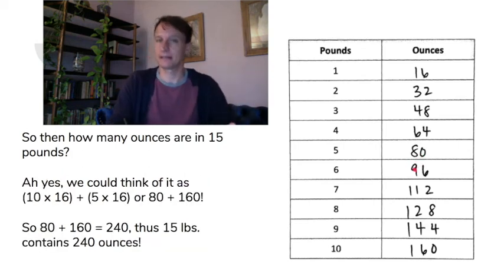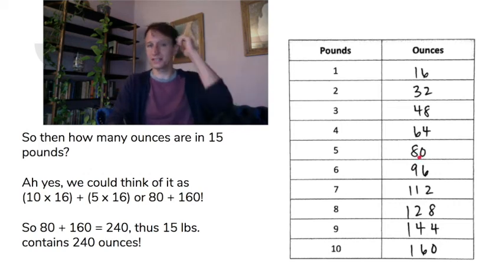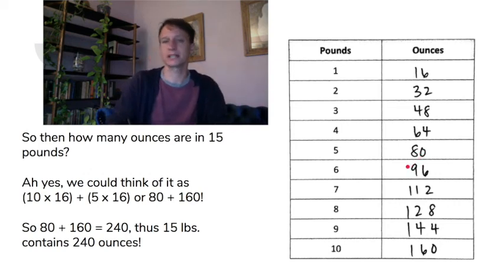So that would mean that 15 pounds contains 240 ounces. You could do 15 times 16, and you should get 240. That works as well. I'll give you some other ways of thinking about it, though.